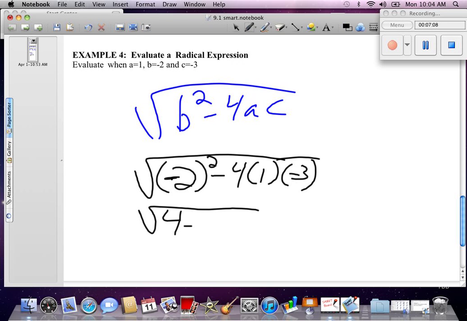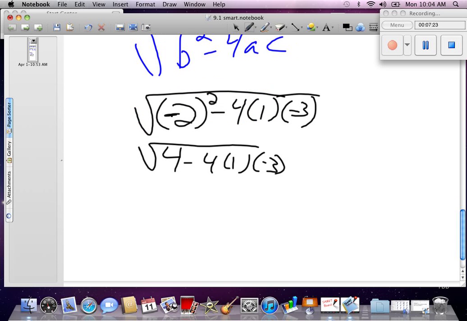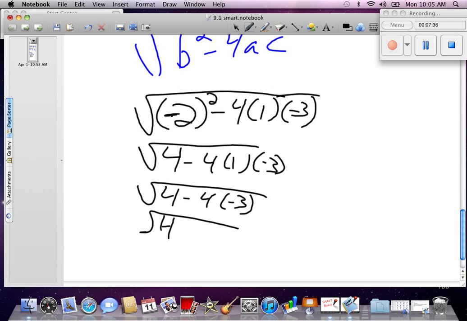We get 4 minus 4 times 1 times -3. What is my next step, Samantha? 4, 1, and -3. Because I cannot subtract 4 minus 4, that's not order of operations. So we're going to look at it as a -4 though. -4 times 1 gives us -4. -4 times -3 gives us +12. And 4 plus 12 gives us 16. And what's the square root of 16? 4.